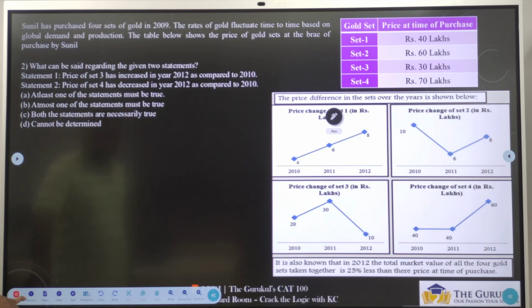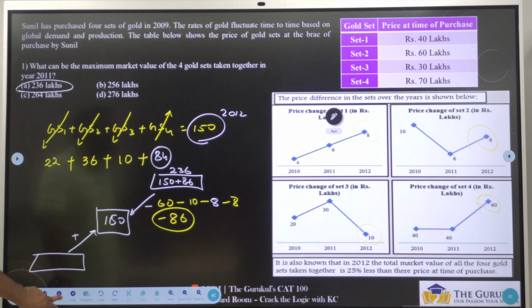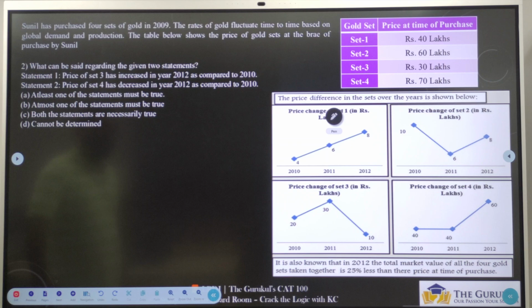Now this conclusion, we know price of gold set 3 is a 10 multiple. That increased or decreased with respect to the previous case, we can't conclude anything because we don't know what is happening before. Can be true or cannot be true. Okay. Statement 2. Price of set 4 has decreased in the year 2012 compared to 2010.